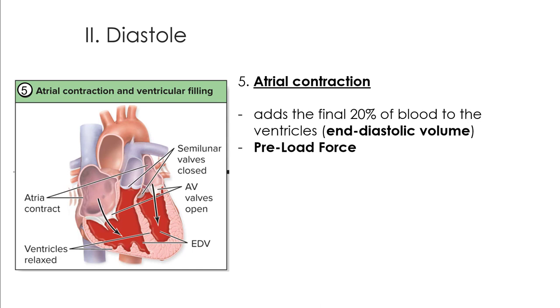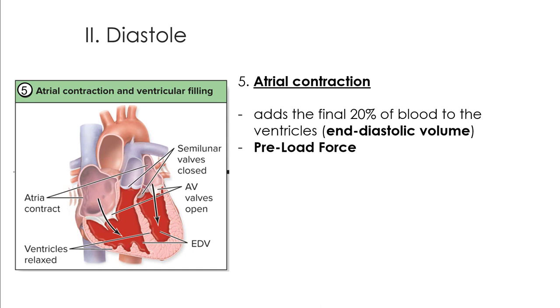So in the last tenth of a second of ventricular diastole, the atria contract. This is atrial systole. And that's going to force the final volume of blood down into the ventricle. And this full 100% portion is called the end diastolic volume, or EDV. And we're hitting this just before we start systole all over again.